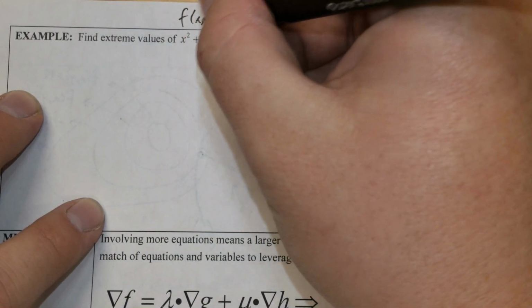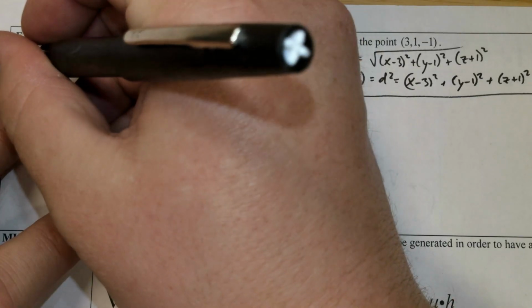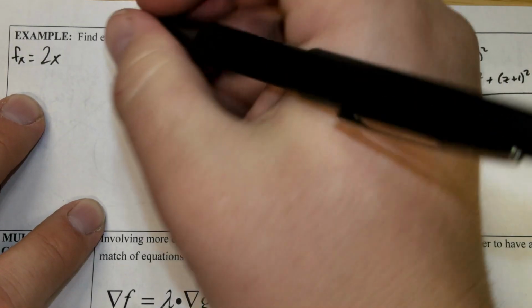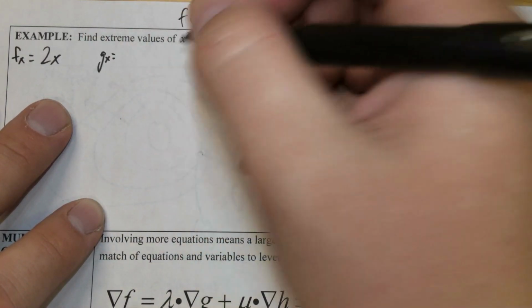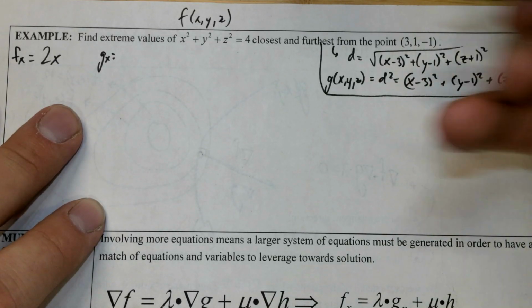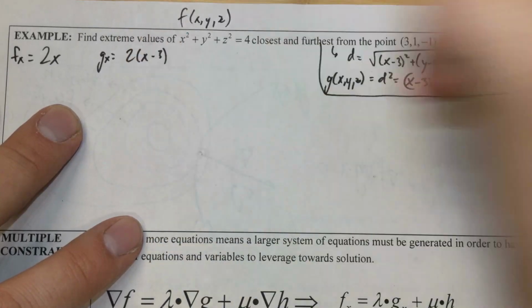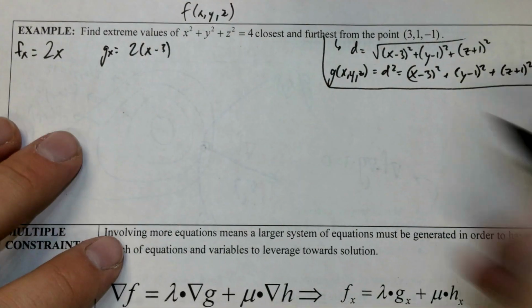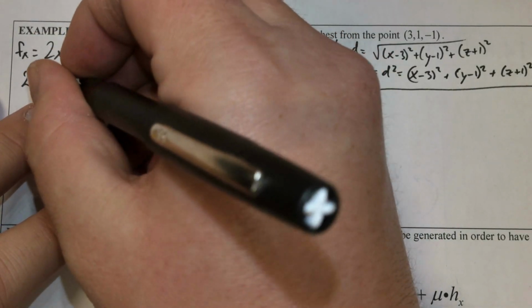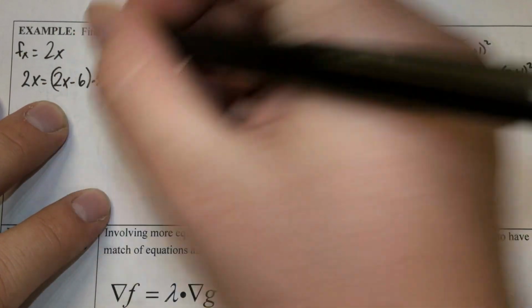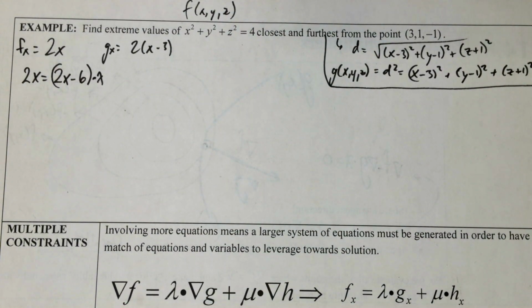I'm calling this guy f of x, y, z in case you didn't know that. So when I do f sub x, it makes sense that it's 2x. And when I do g sub x, I get something slightly different. I'm going to get 2x minus 3 with a little bit of chain rule. And so what this says is 2x will be equal to 2x minus 6, all times that multiplier lambda.